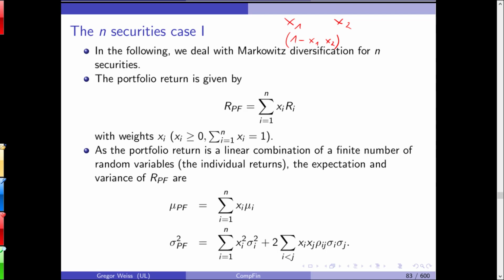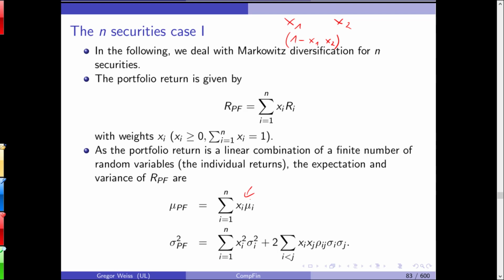But we assume no short selling, and we have to spend all our money, so we have 100% invested in total. And again, the portfolio return and the portfolio variance are just given by the general formula for the expectation and the variance of a linear combination of n random variables. So the weighted sum of the expectations of the individual assets, and the portfolio variance.